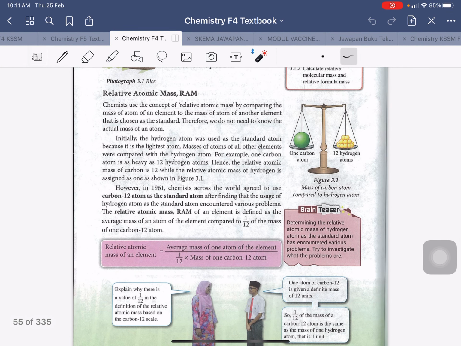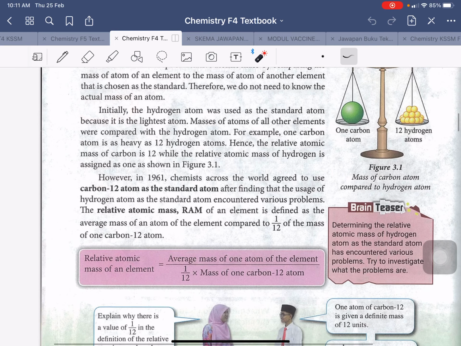Apalah elemen yang kena kasih jadi standard? Initially, mula-mula hydrogen atom was used as standard atom because it is the lightest. Okay, paling ringan. So diorang guna hydrogen. Mass of atom of all other element were compared with hydrogen. Contoh, satu carbon atom is as heavy seberat 12 hydrogen atom. Hence, oleh itu, the RMM of carbon adalah 12, while the RMM of hydrogen 1. Okay? Jadi maksudnya satu atom carbon adalah sama dengan 12 hydrogen atom.